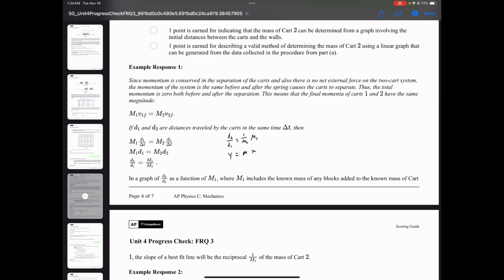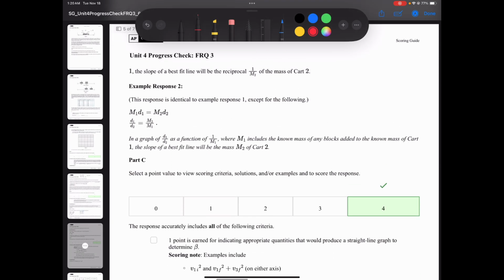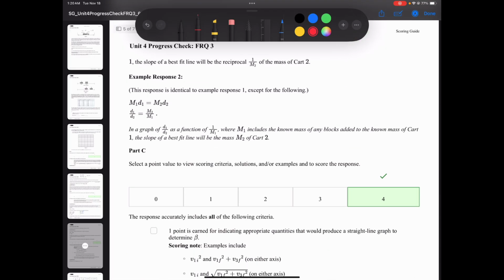And then this little trick here is to figure out what you're going to graph and how you're going to use the slope. On the vertical, I'm going to put the ratio D2 over D1. On the horizontal, I'm going to put mass 1. And then I know that the slope is going to equal 1 over mass 2. So whatever slope I get from my graph, I take the reciprocal of that slope, and that's how I get mass 2. Yeah, anyways, that's pretty much it. The best fit line slope will be the reciprocal, 1 over M2. All right. Now let's look at part B.